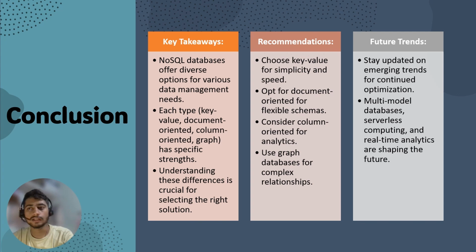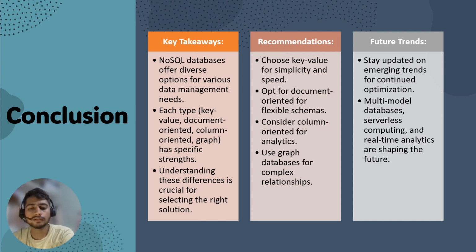So coming to the last slide, the conclusion. The key takeaways: NoSQL databases offer a diverse range of options tailored to different data management needs. Each type of NoSQL database, which are key value, document oriented, column oriented, and graph, has its own strengths and weaknesses, making it suitable for specific use cases. Understanding the characteristics and trade-offs of each type is crucial for choosing the right solution for your application. And recommendations.